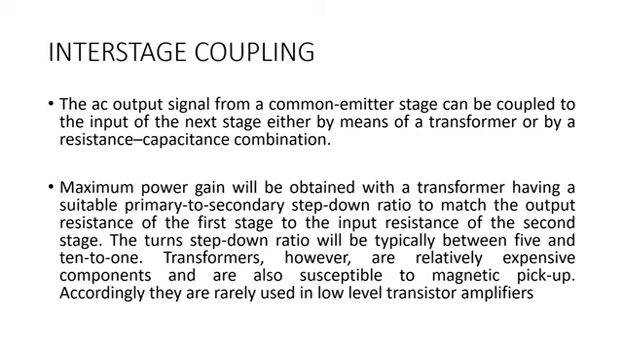The maximum power gain will be obtained with a transformer having a suitable primary to secondary step-down ratio to match the output resistance of the first stage to the input resistance of the second stage. So the main motto is to go for maximum power gain, and this can be attained with the help of a transformer. The turns step-down ratio will typically be between 5 to 10 to 1. Transformers, however, are relatively expensive components and are also susceptible to magnetic pickup. Accordingly, they are rarely used in low-level transistor amplifiers.